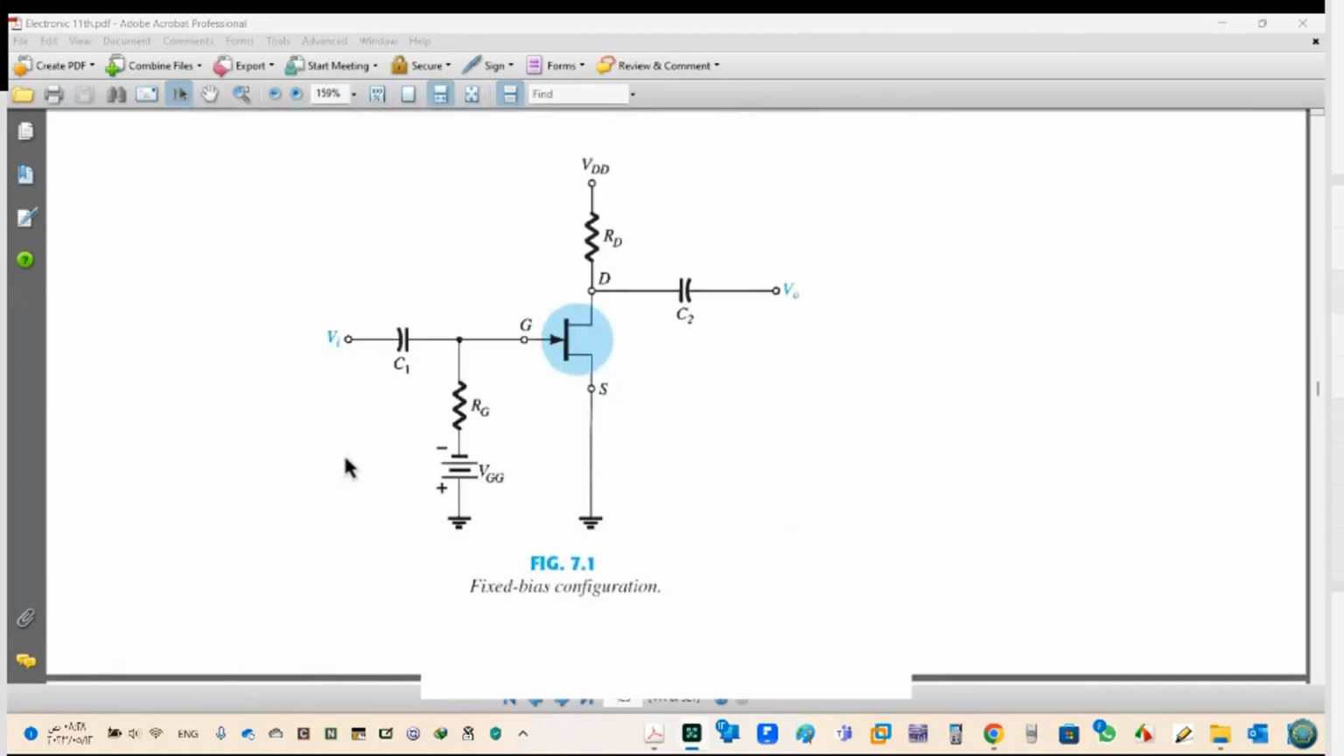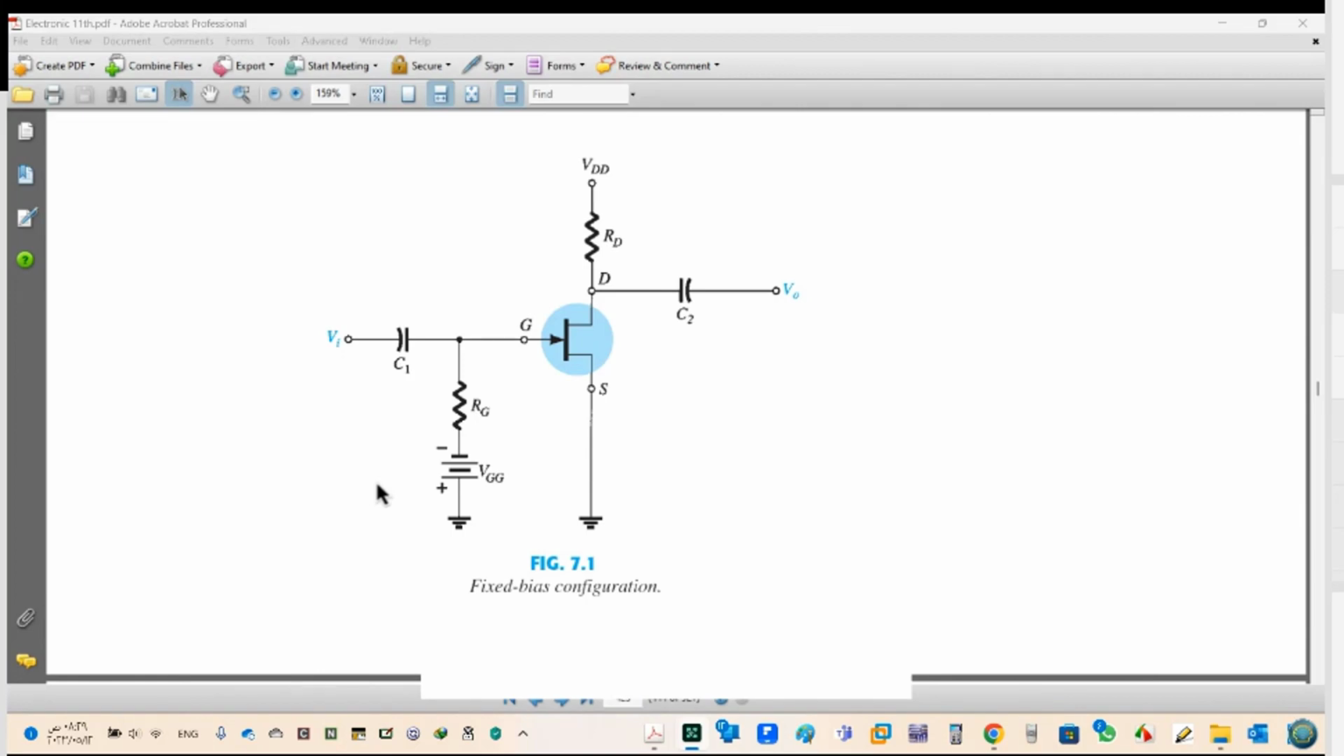It's exactly like BJT. Here we have RG, here we have VGG in minus, RD, and here we have VDD, VO, VI. As we said before, if we have DC and AC, we use the superposition method. That means we first calculate for DC, then we calculate for AC. So now I will ignore AC and work on DC.